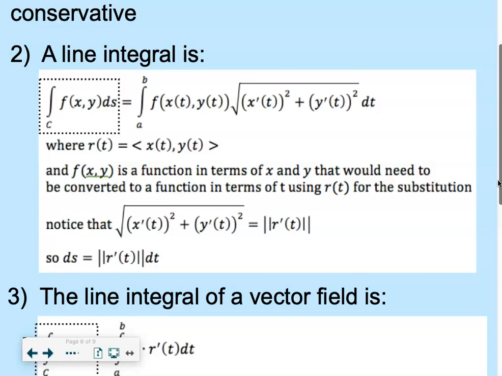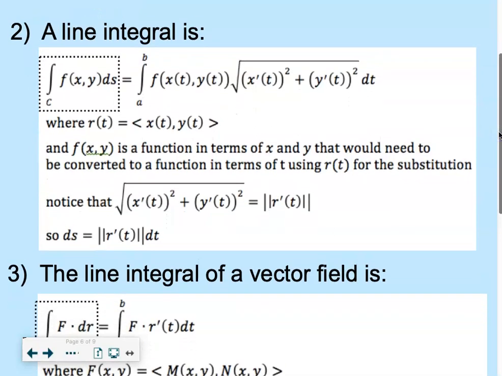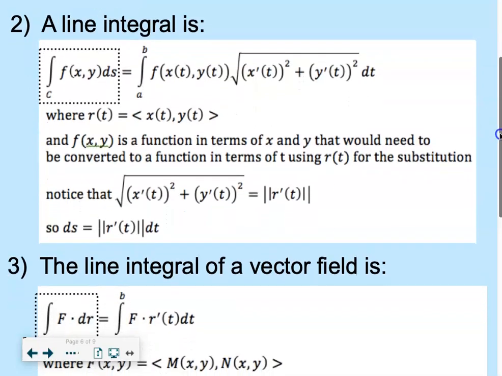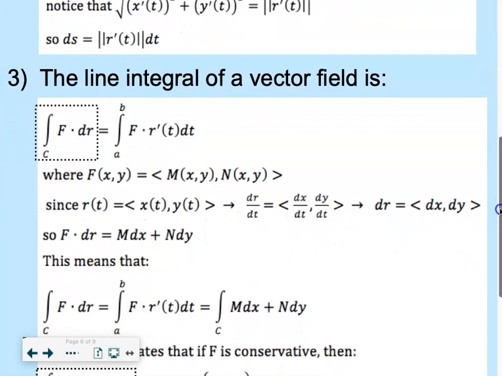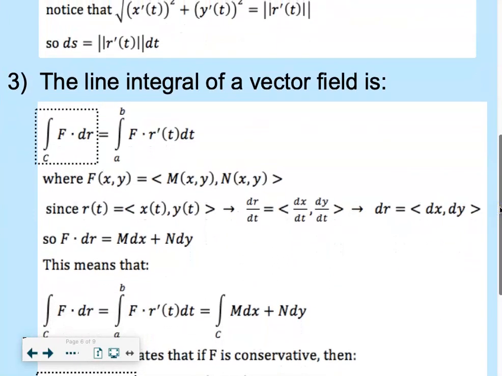All right, line integral of a vector field. So that's the traditional line integral, the first definition you learned. Line integral of a vector field, F dot dr, which is the same as F dot r prime dt. So dr is the same as r prime dt. All right. So if we write F as M comma N and r as x comma y, then F dot dr equals M dx plus N dy.